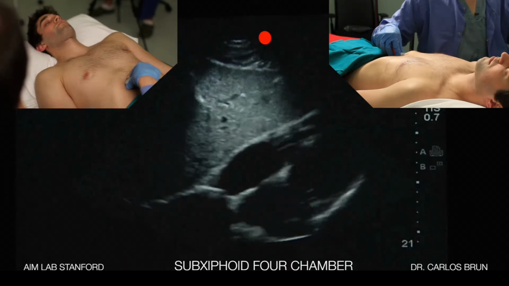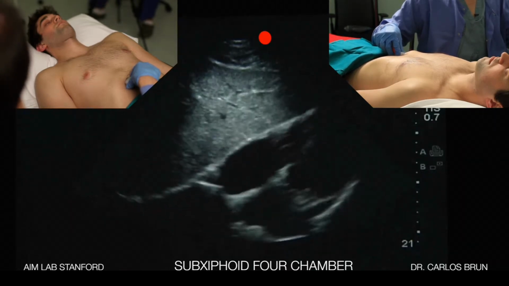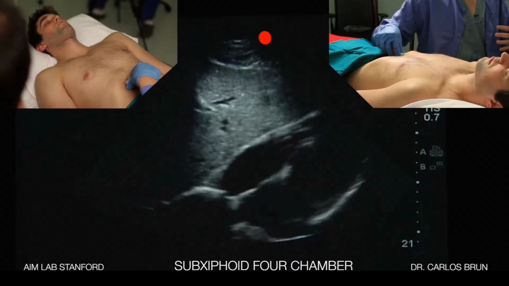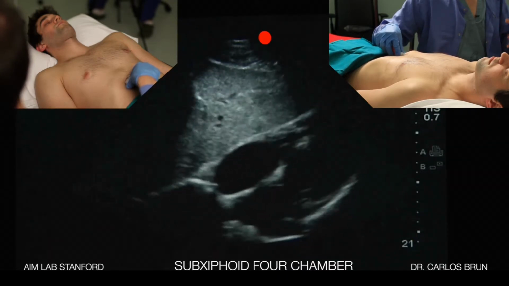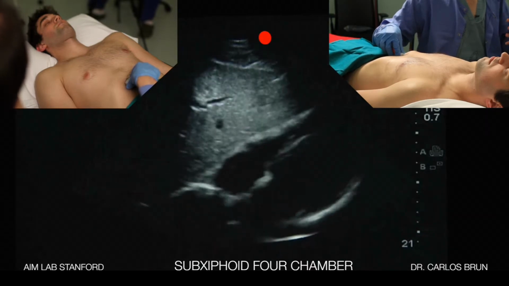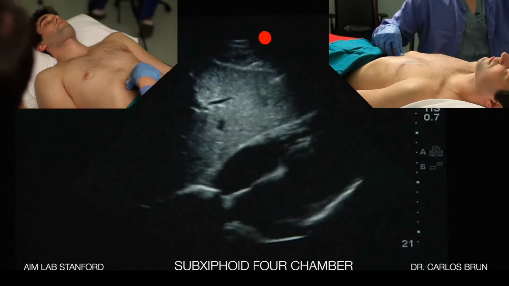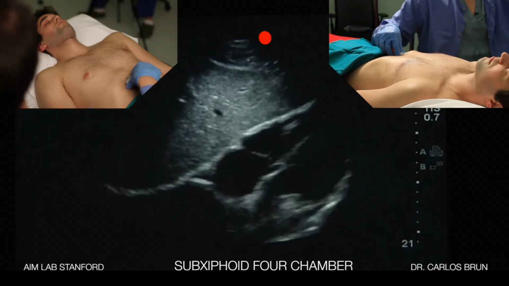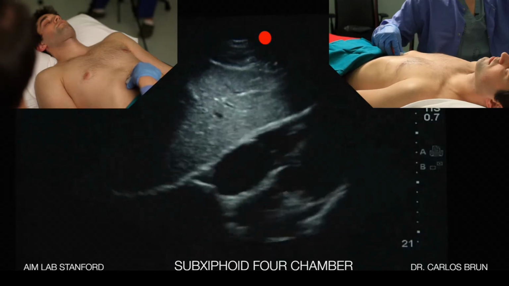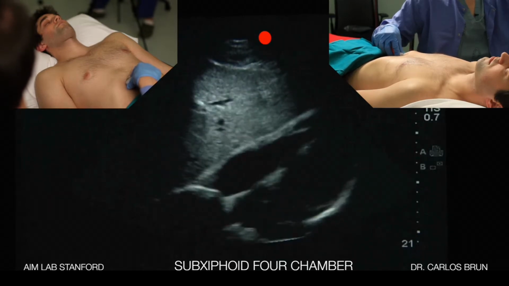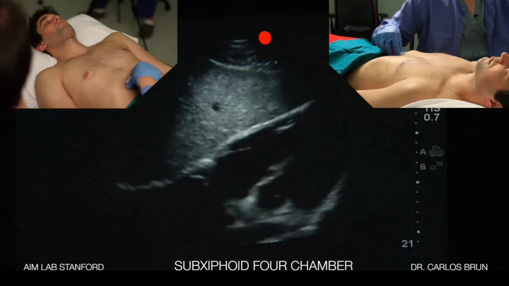Again, this is a very rapid view that's useful during code situations, because you can place your probe during chest compressions, and during pulse checks you have a moment to record this image and make a rapid interpretation and assessment. So, for example, if we were in a code circumstance, we'd also be looking for pericardial effusion, and pericardial effusion would be found between the liver's edge and this bright hyperechoic line at the top, or the pericardium.